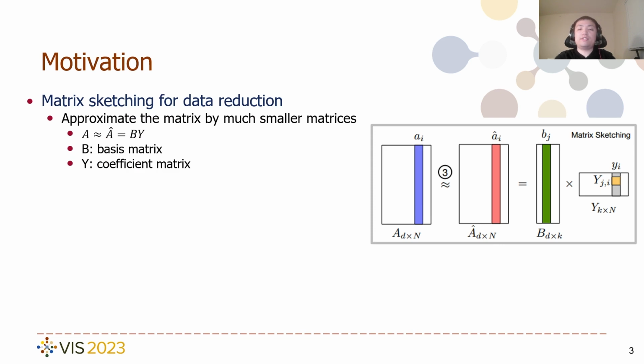Our work to sketch merge trees is motivated by matrix sketching for data reduction. Matrix sketching is a class of mathematical tools that approximate a large data matrix with smaller and sparser matrices. Let's focus on this example. A is the original data matrix. We approximate A by A hat, which is a multiplication of the basis matrix B and the coefficient matrix Y. Each column vector in the basis matrix B is a representative of all column vectors in the original data. And the coefficient matrix Y shows the linear combinations of these representative vectors.